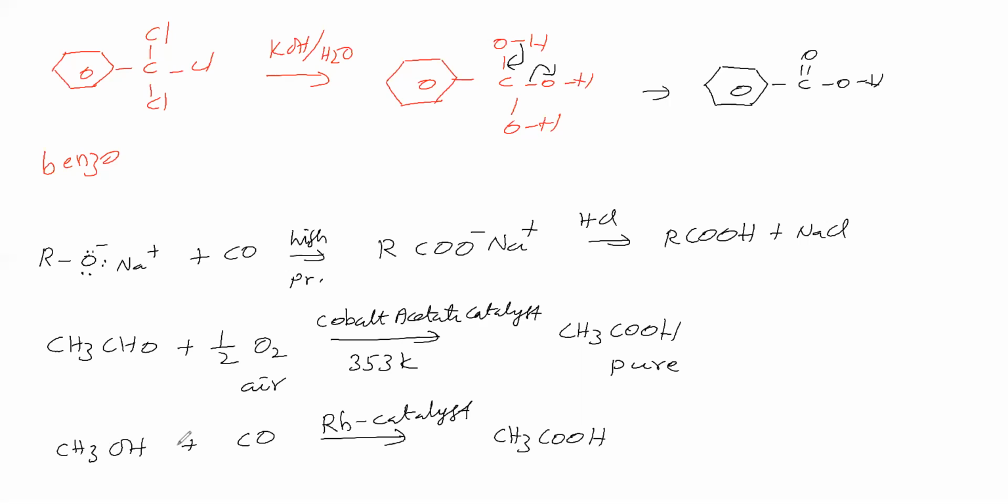This methyl alcohol on treating with carbon monoxide in the presence of rhodium catalyst, we are getting acetic acid. This is also the pure form of acetic acid. So remember that methyl alcohol with carbon monoxide in the presence of rhodium catalyst gives pure acetic acid.